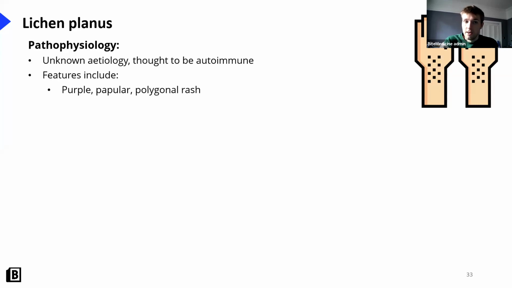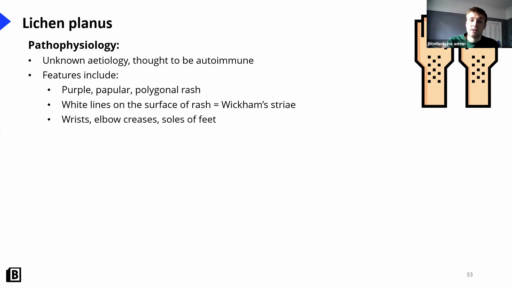Features include, now classically you'll hear it, I know the 3 Ps, purple, papular, polygonal. Polygonal just being multiple sides to it, so not necessarily circular. You might get white lines across this rash, and those are called Wickham's striae. And the common places to get it are the wrists, the elbow creases, and soles of feet. It's classically itchy, and it exhibits something called the Koebner phenomenon.